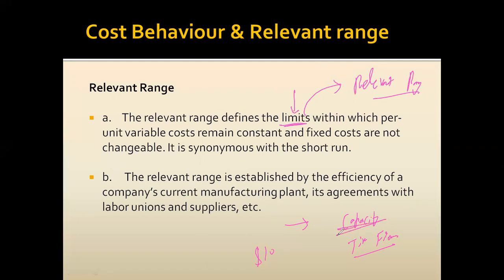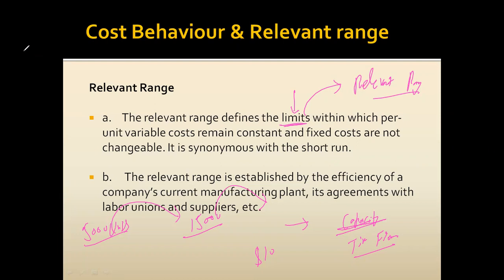This limit we also define in terms of capacity. Say right now you are producing only 5,000 units. Say in future your organization grows and you start to produce 15,000 units. So in this case, what will happen? You will be able to buy the same material at less price. So your increase in capacity can also cross this limit. So each organization will have its own relevant range, which they can decide as per the operations, as per the efficiency levels, as per the current manufacturing plant.